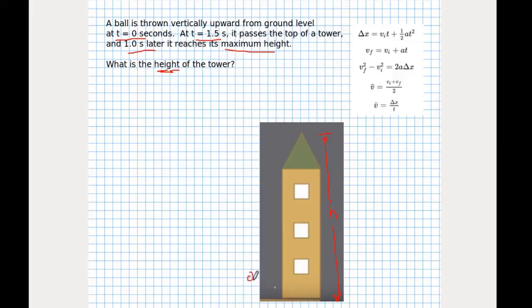And let's say we're over on this side. We're throwing this ball upward from the ground. It flies up, and at t equals 1.5 seconds is when it passes the top of the tower. 1 second later it reaches its maximum height, so that's t equals 2.5. That's when it reaches the top, and then it comes back down again and comes back down to the ground.